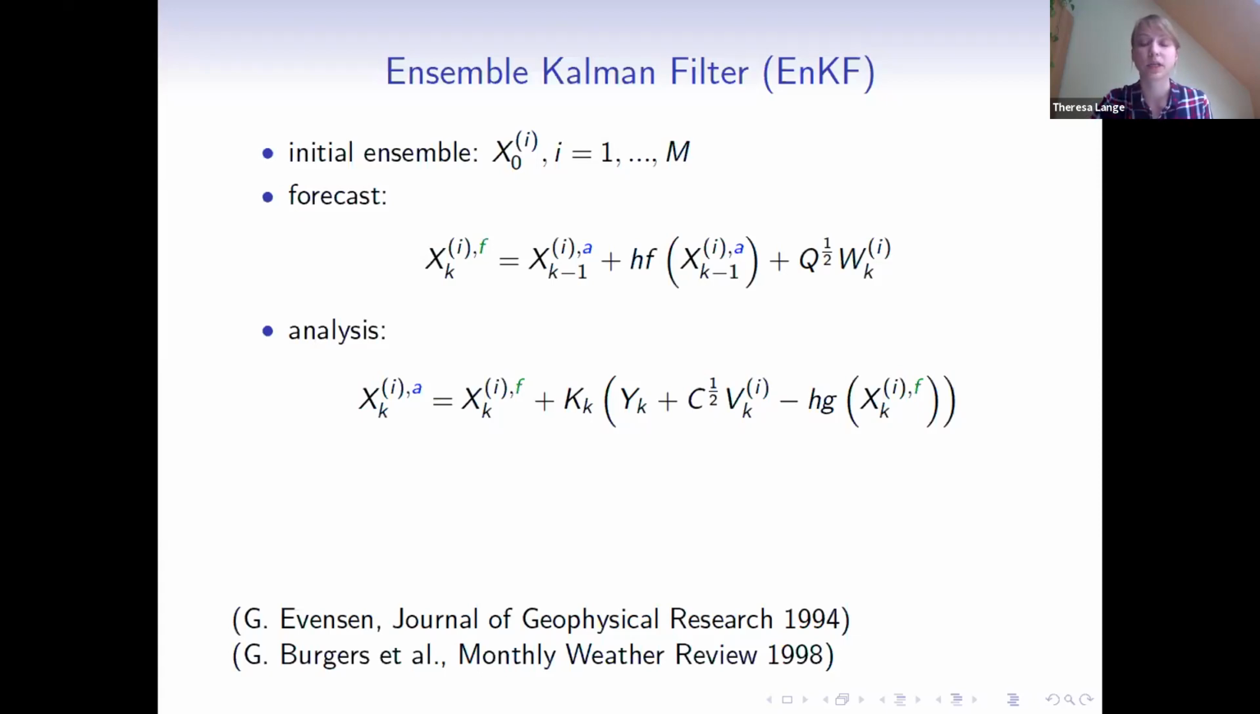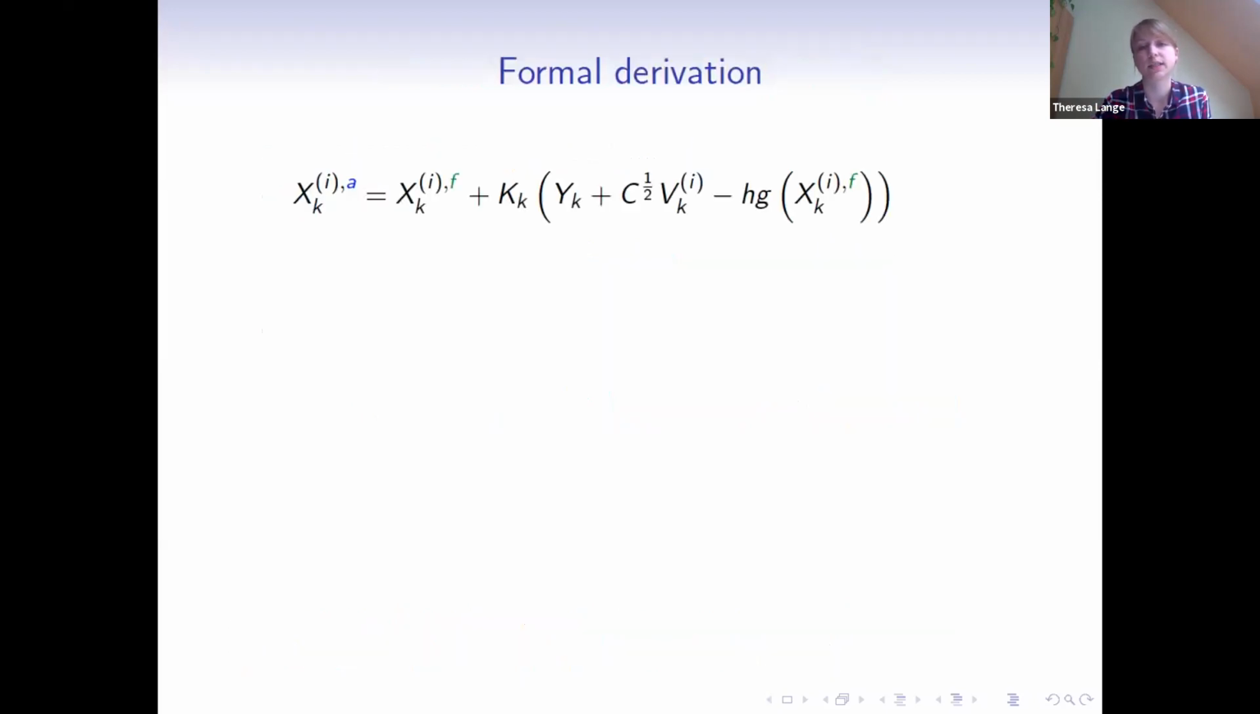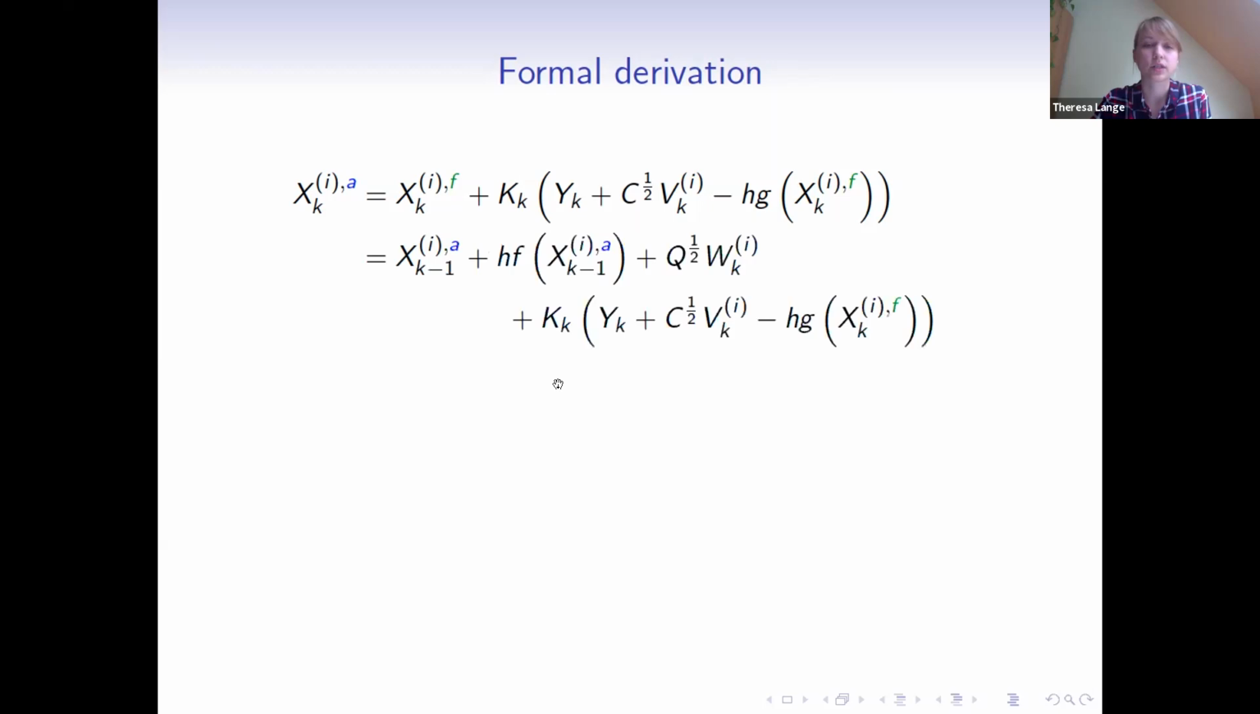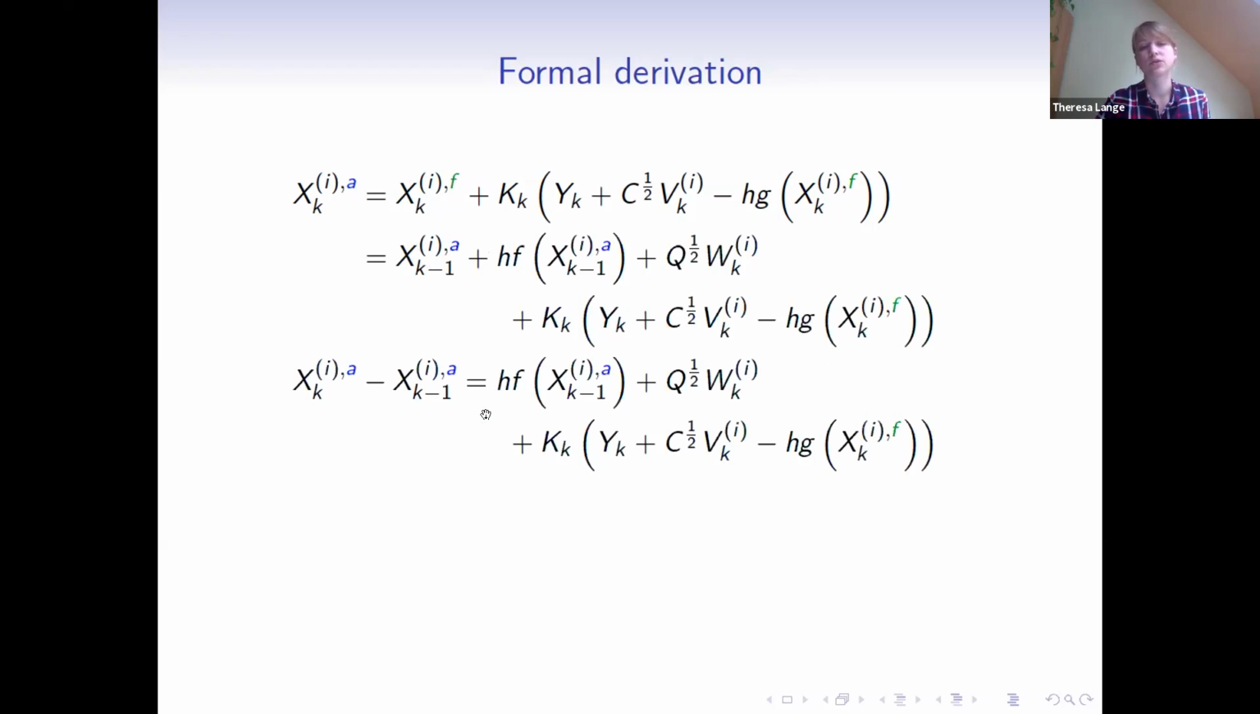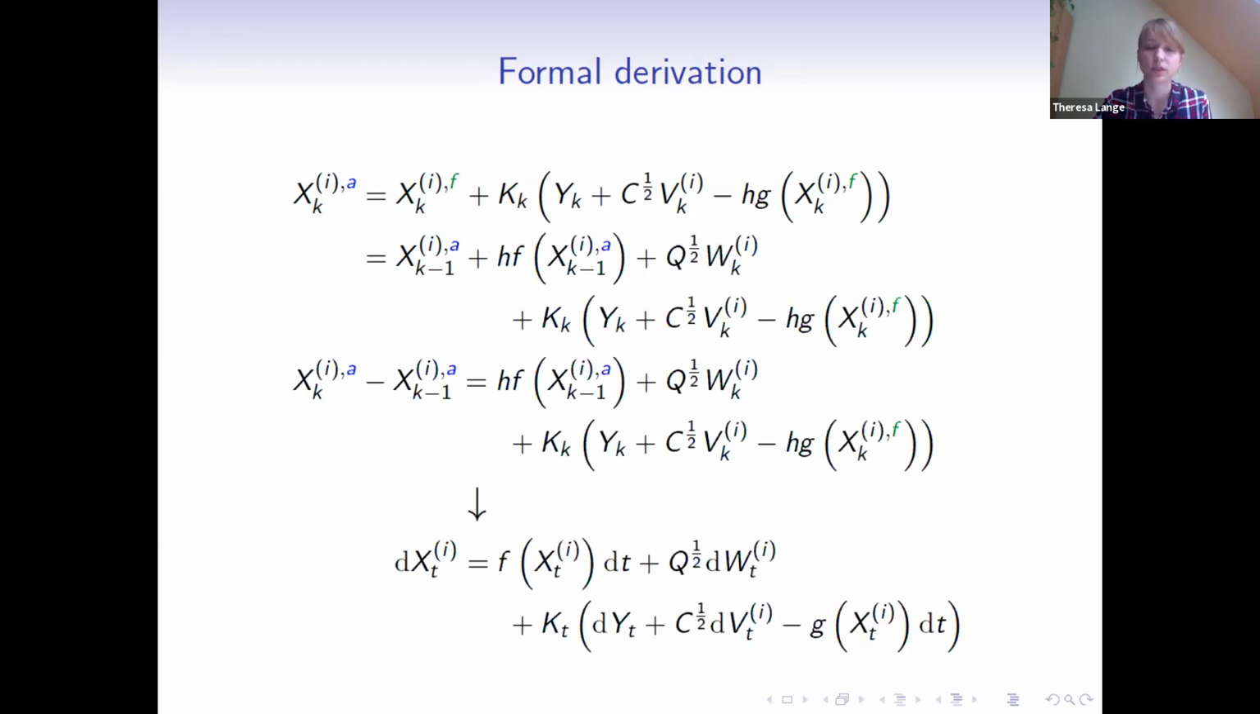If we now have these algorithmic equations, how can we possibly derive a continuous time version of it? To get an idea, let's first have a look at the formal derivation. We write down the update equation, and we insert the forecast equation in here to get a one-step equation for the updated or analyzed particles. Then writing this down as a difference equation and letting h formally tend to 0, we obtain a continuous time process which is given by this stochastic differential equation. So in this formal derivation, we get an idea of what the continuous time limit could look like. But this formal derivation is easier said than done.